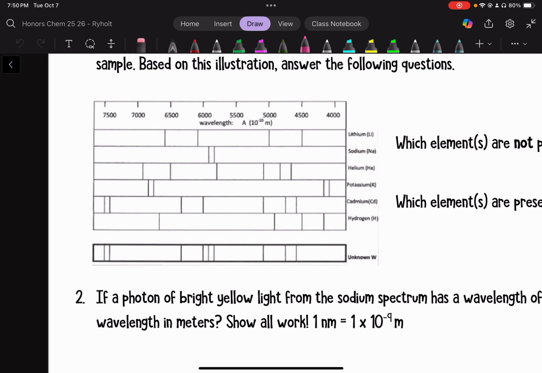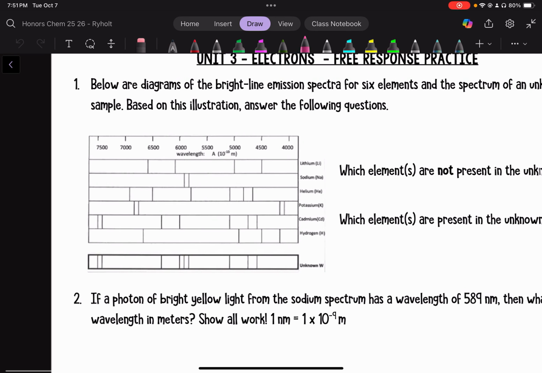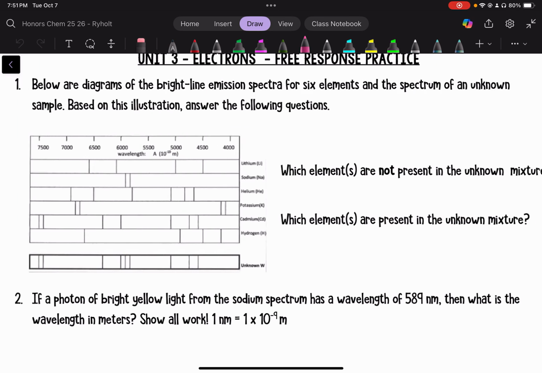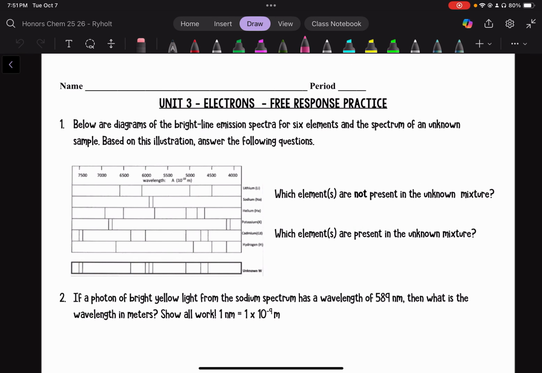So we can pretend that we're a scientist, we're on Earth, maybe we're looking at a distant planet, and we're using an instrument to analyze this light that's coming in. We need to figure out which elements are present on that distant planet and showing up in our unknown sample. We talked about how the bright line emission spectra of each of these individual elements are like fingerprints.